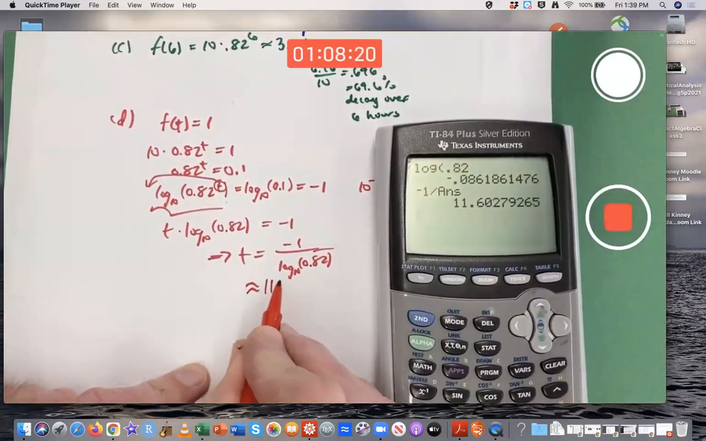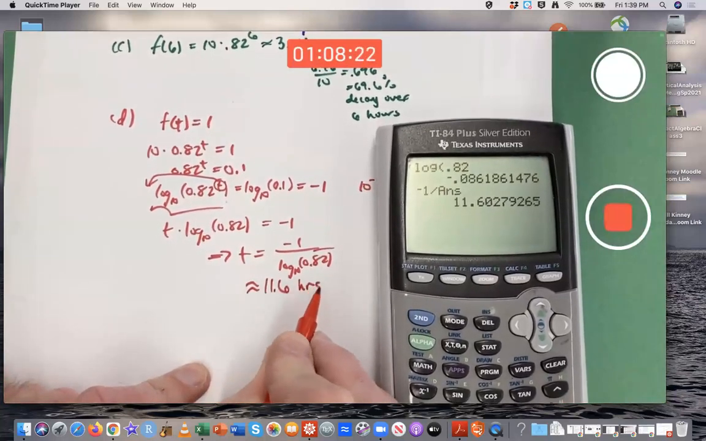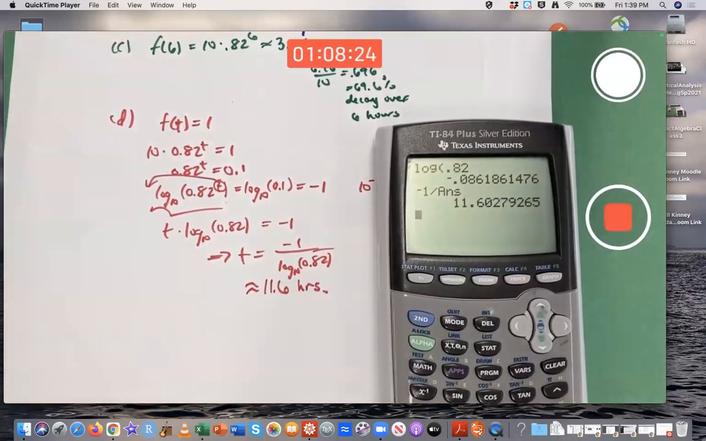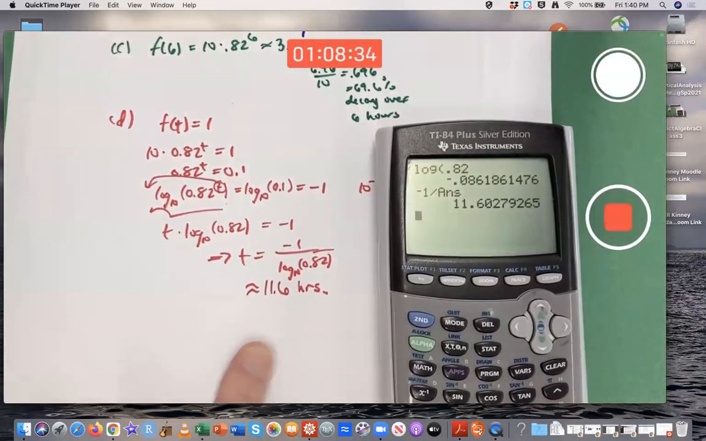So about 11.6 hours after you take this pill or cough suppressant, maybe in liquid form, it takes that long for it to get down to 1 milligram left in your body, assuming this is accurate information.